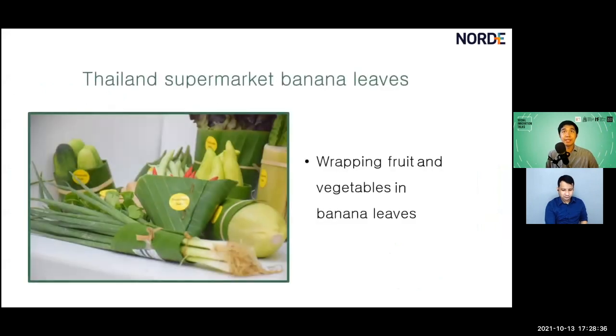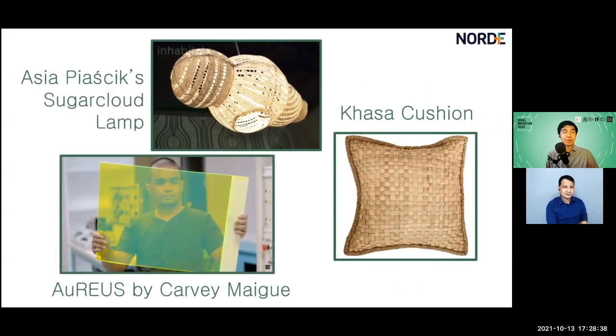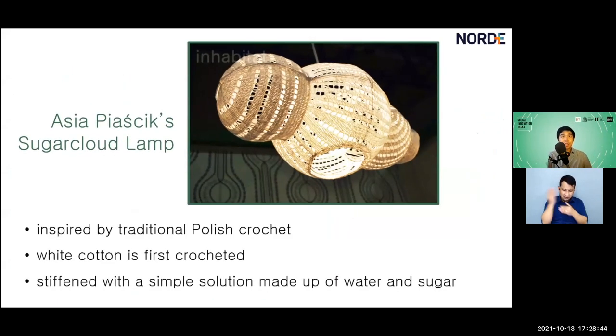Now, next example is these three, one of which is actually very famous if you're familiar with the James Dyson Awards. So the first one is a sugar cloud lamp. And this is more of a display piece, more of a designer concept. And the idea is it's actually white cotton that's been crocheted, but it's been stiffened together using water and sugar. And the reason I like this example is because it takes the idea of designer items that are very high concept, but combines it with a very simple and elegant way of manufacturing the process.